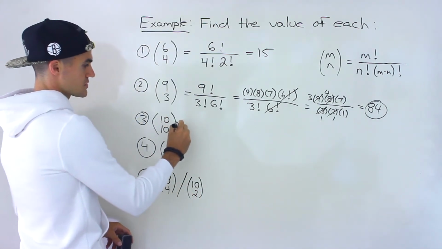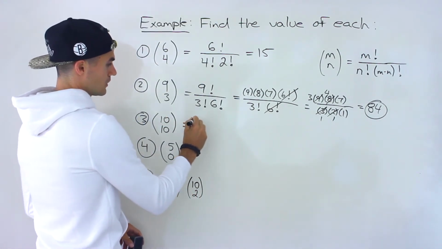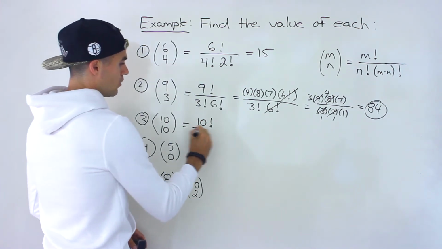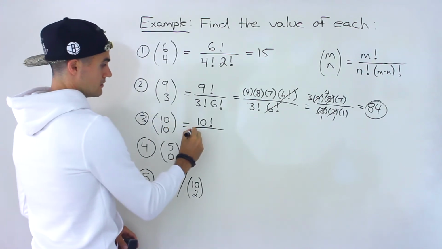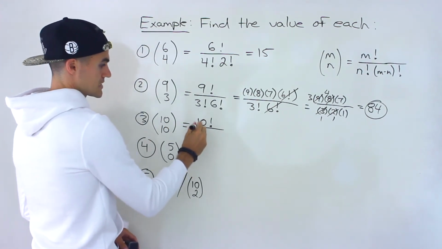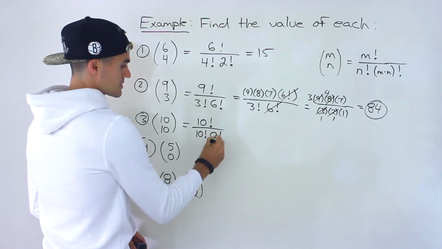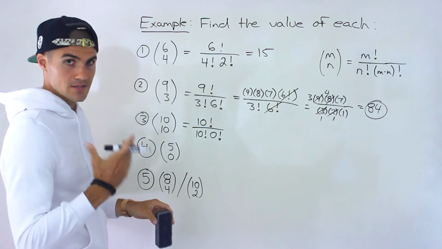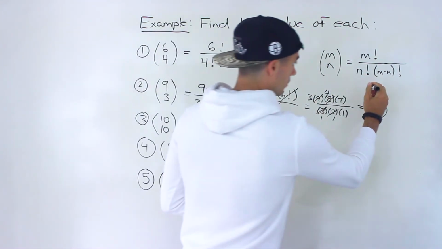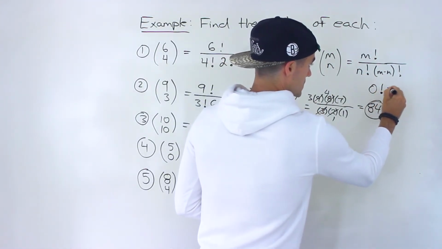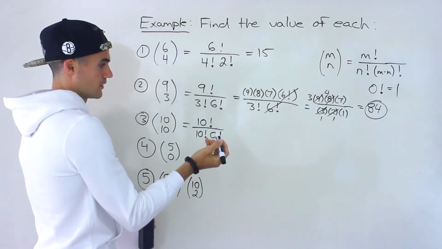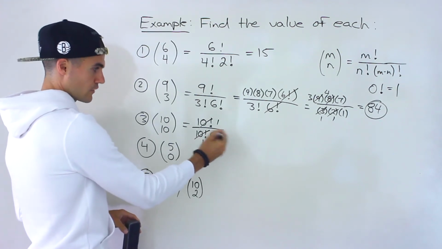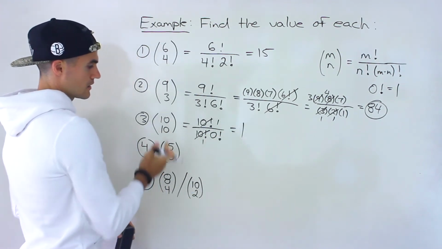Over here we have 10 choose 10. What's this going to be? Well, it's going to be 10 factorial over 10 factorial. And then what's 10 minus 10? That's just 0 factorial. Now we know that 0 factorial, that's always equal to what in general? What's the rule there? That's always equal to 1. And so notice the 10 factorials cancel out. We're left with 1 over 1. And then 0 factorial is 1. So this is going to end up being 1.